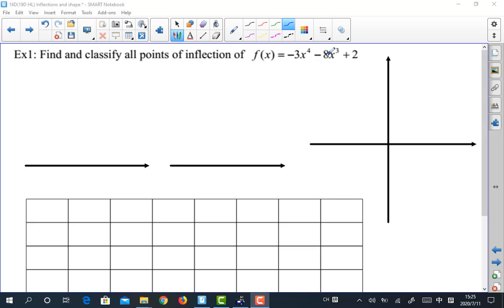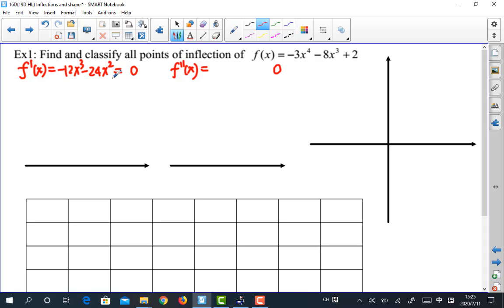So anyways, if we want to determine the points of inflection or local maximum, local minimum points, we need to find the first derivative and second derivative. And we need to solve the first derivative equation when the first derivative equals 0, and solve the second derivative equation when the second derivative equals 0. So let's find the first derivative first. So it should be negative 12x cubed minus 24x squared equals 0.